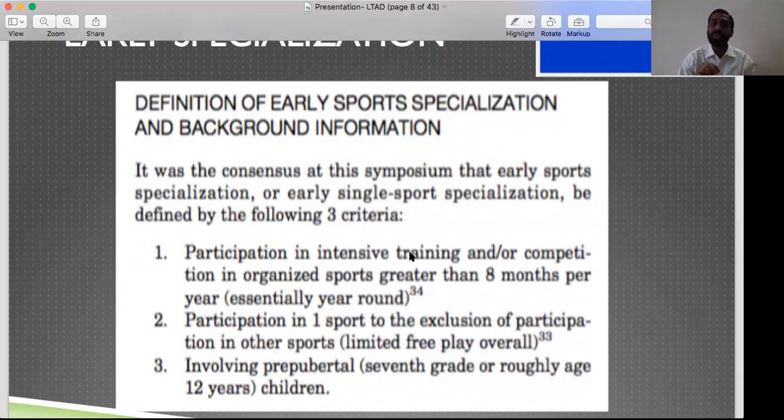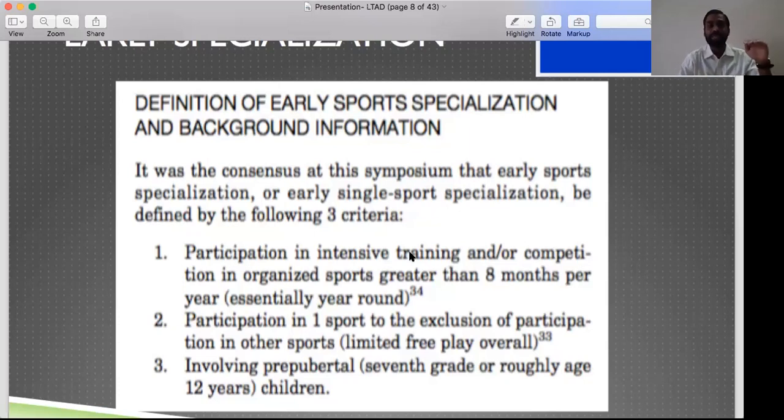Number 2, participation in one sport to the exclusion of participation in other sports. That means if you play only football and you don't play anything else, you're specializing in that sport. And number 3 factor is involving the pre-pubertal stage. That means before 7th grade, or roughly at the age of 12, that indirectly means that you are specializing.